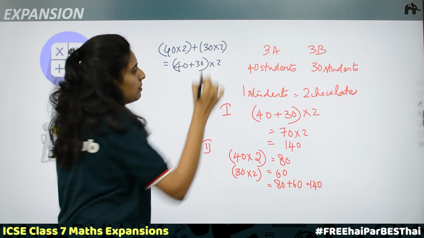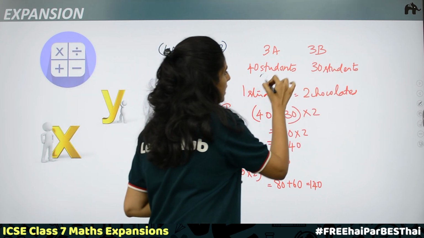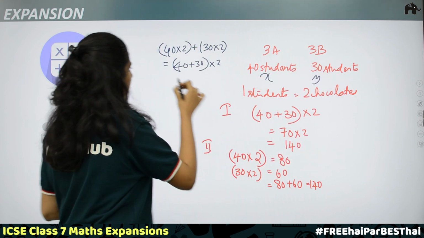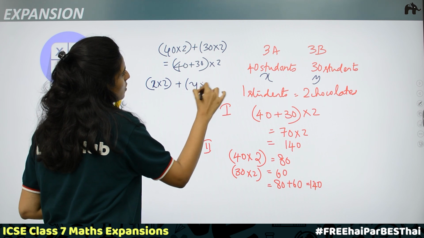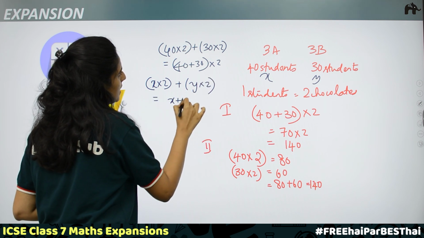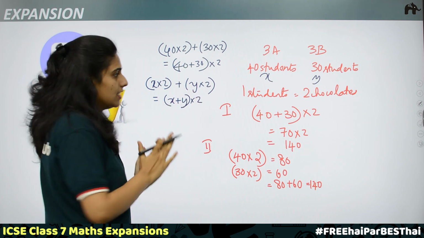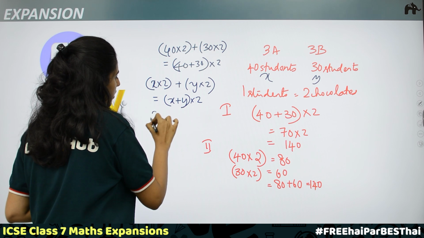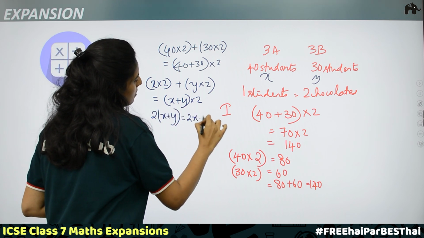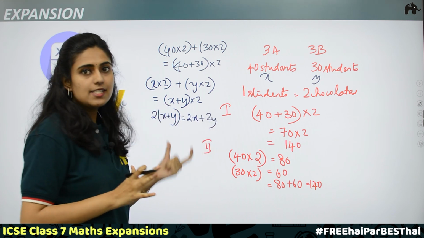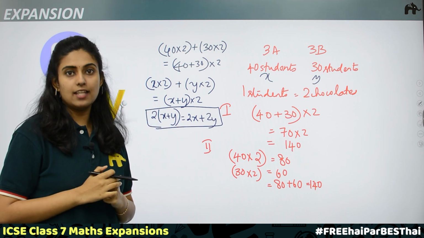So, here we are getting 40 into 2 plus 30 into 2 is equal to 40 plus 30 into 2. Here we know the number of students, 40 students and 30 students. Now, if we don't know the number of students, we take it as x and y, then what do we get? x into 2 plus y into 2 is equal to x plus y into 2. So, this is how you will be representing identities and we will be discussing many different identities. Here we got 2 into x plus y is equal to 2x plus 2y. We are removing the brackets and multiplying. So, we will be discussing the different identities and their expansions.